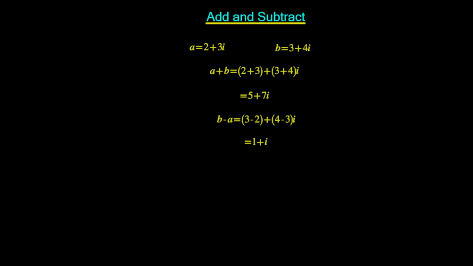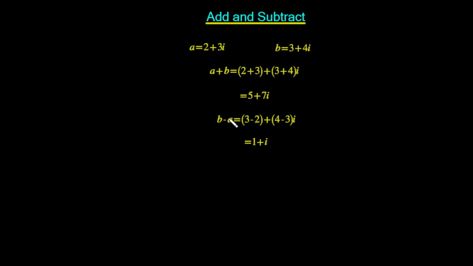Now let's look at adding and subtracting complex numbers. So if we have the complex number a, which is 2 plus 3i, and b is equal to 3 plus 4i, in order to add a plus b, we add the real part to the real part and the imaginary part to the imaginary part. So we're going to have the 2 plus 3 and the 3 plus 4. So this is going to give us 5 plus 7i.